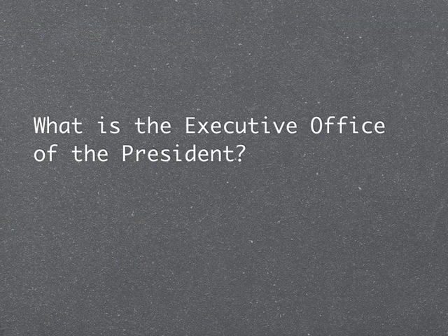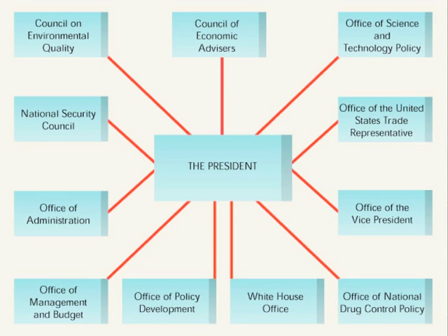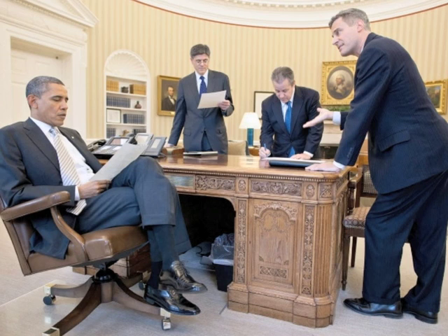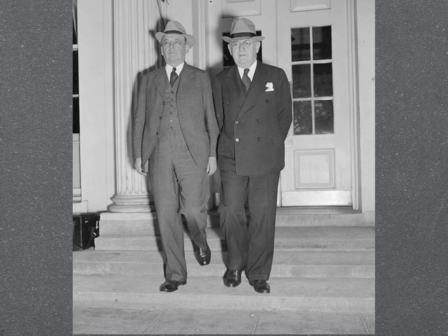What is the Executive Office of the President? The Executive Office of the President, the EOP, is an umbrella agency of separate agencies. The EOP serves as the President's right arm, staffed by most of the President's closest advisors and assistants. The EOP was established by Congress in 1939.